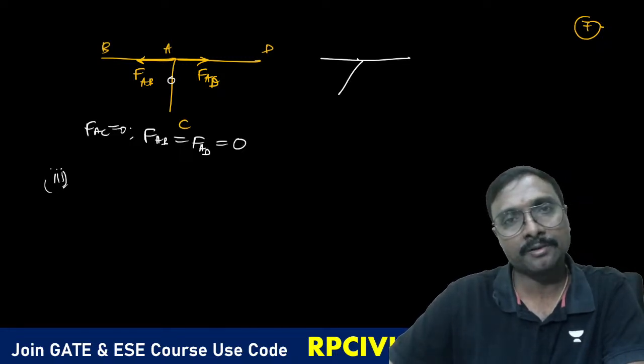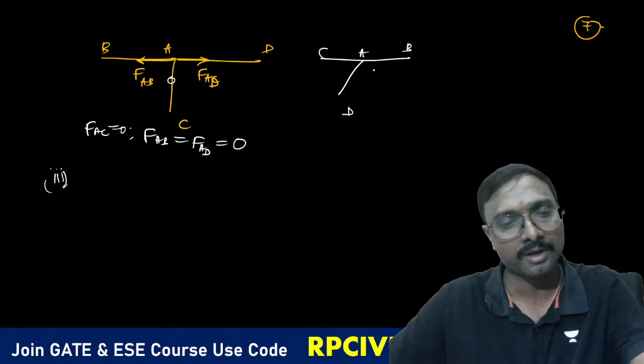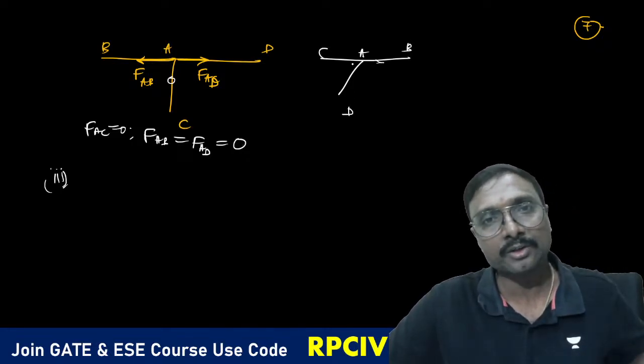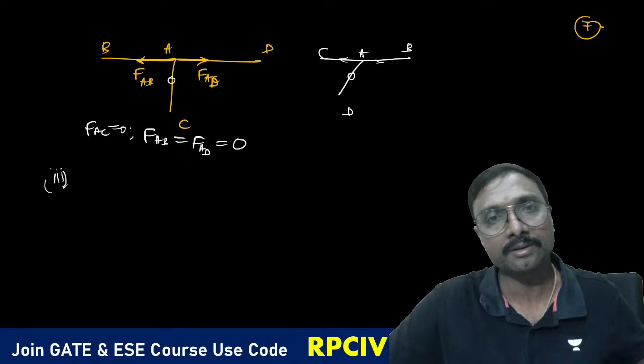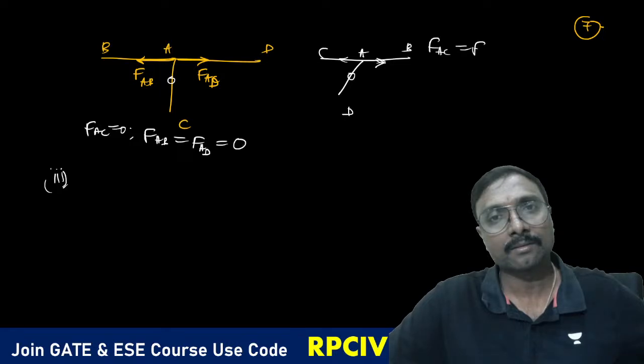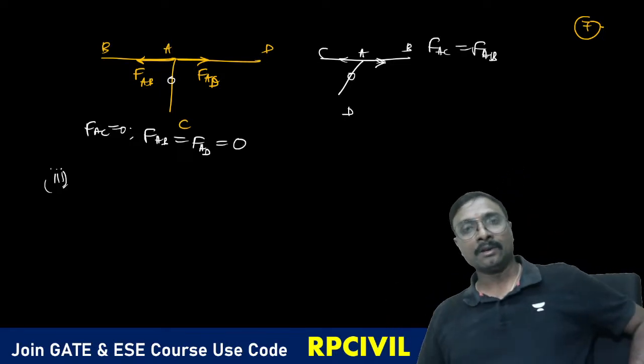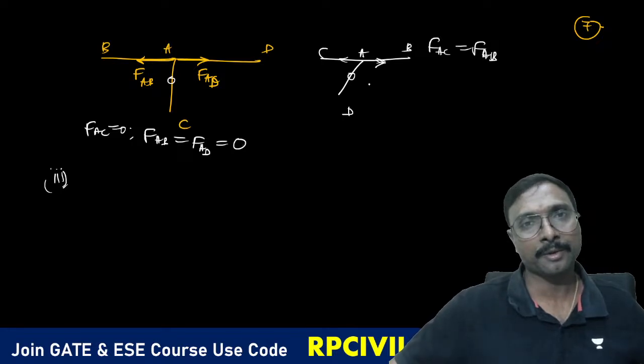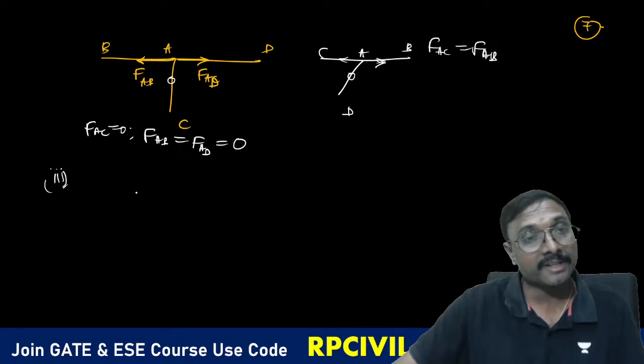Even if two members are given like this, this is your A, this is your B, this is your C, this is your D. What is the condition you have? These two members will balance each other and the third member force will become 0. Force in the member AC equals force in the member AB. Now consider with external force.